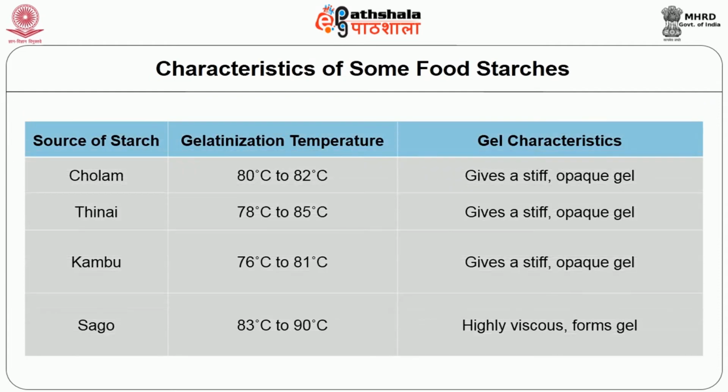Cholam, when gelatinized at 80 degrees Celsius to 82 degrees Celsius, gives a stiff opaque gel. Thinai, when gelatinized at 78 degrees Celsius to 85 degrees Celsius, gives a stiff opaque gel. Kambu, when gelatinized at 76 degrees Celsius to 81 degrees Celsius, gives a stiff opaque gel. Sago, when gelatinized at 83 degrees Celsius to 90 degrees Celsius, is highly viscous and forms a gel.